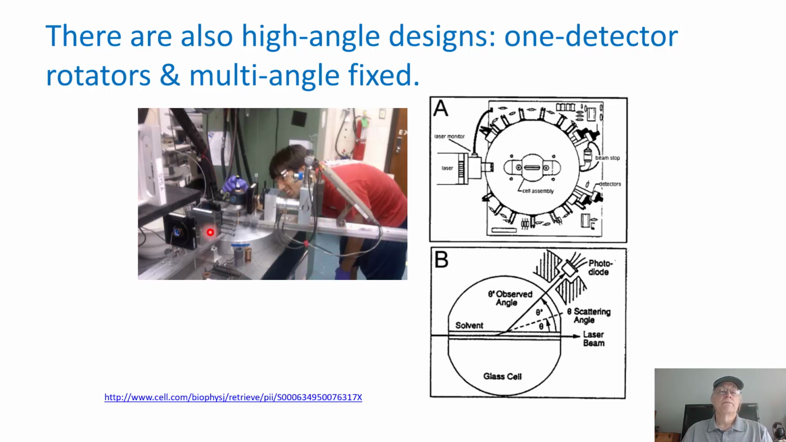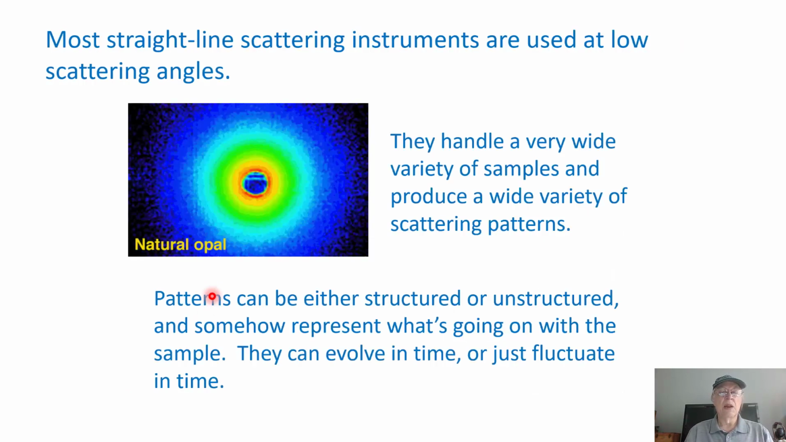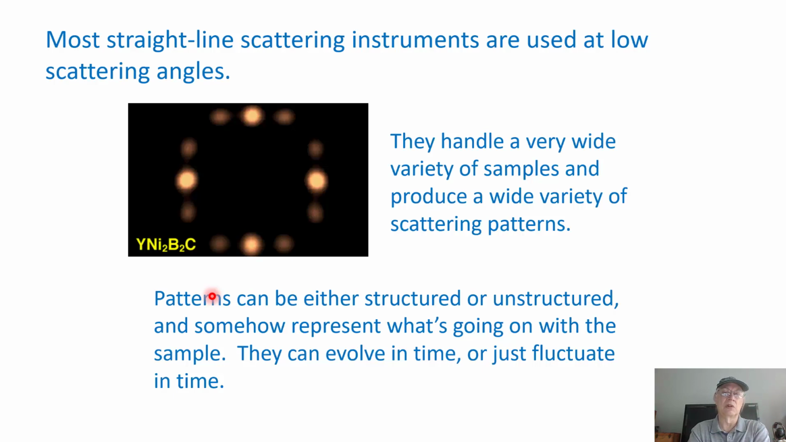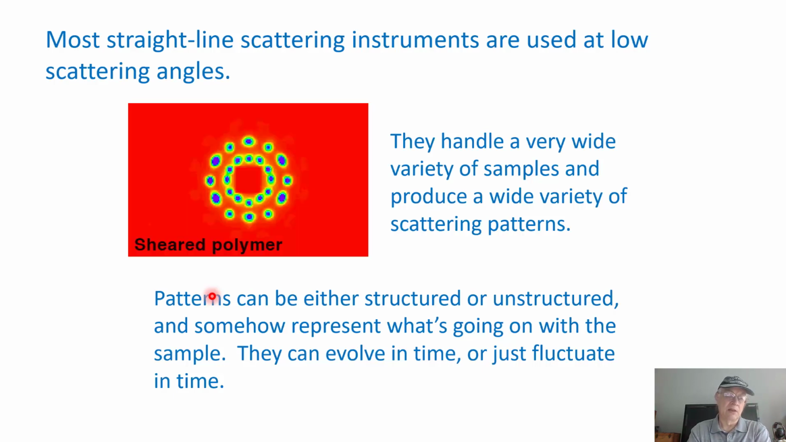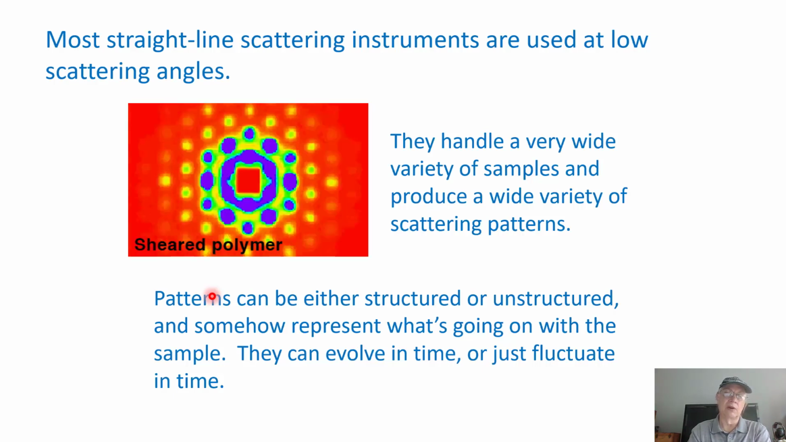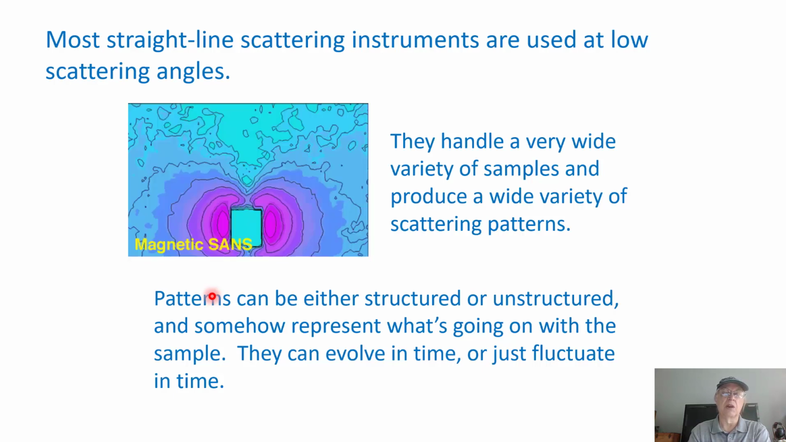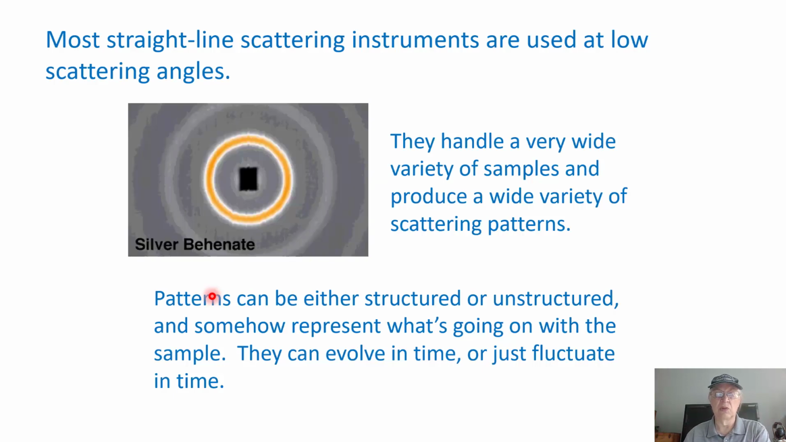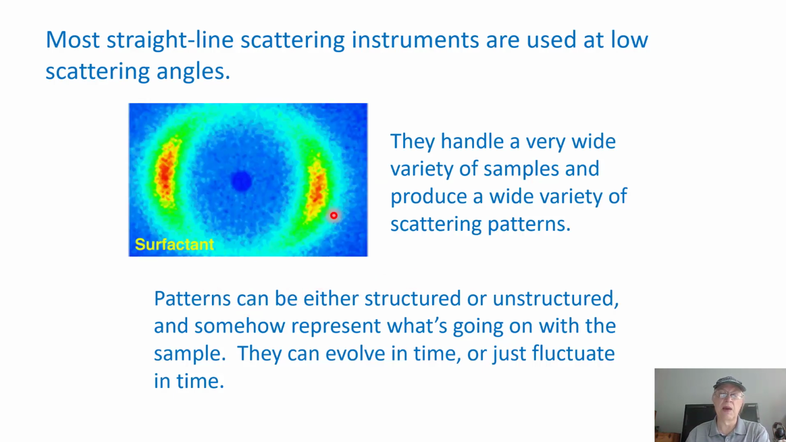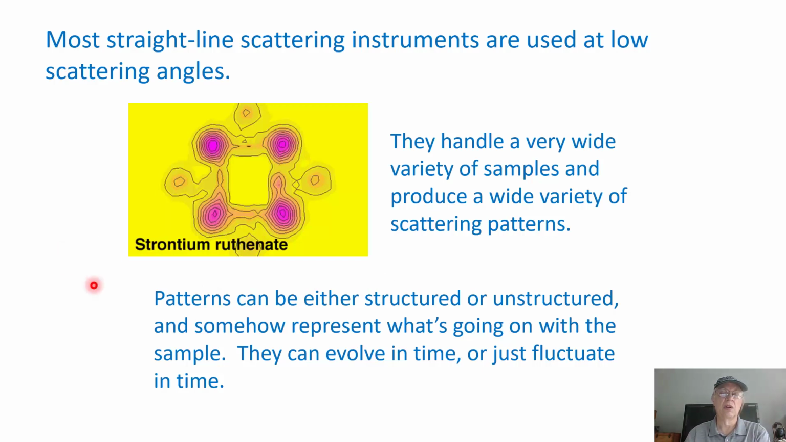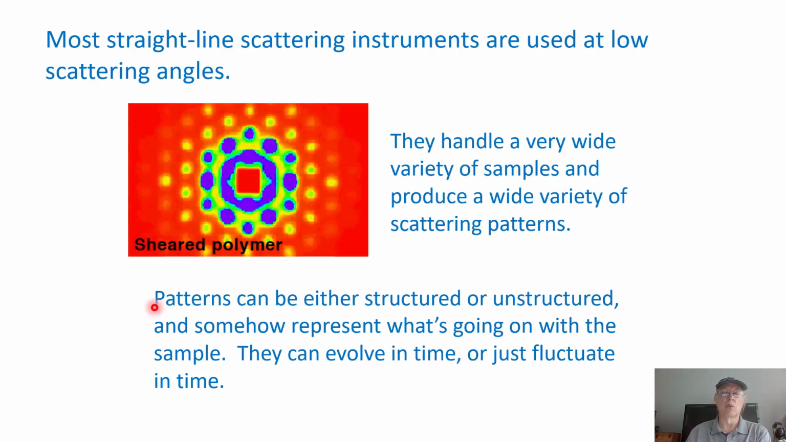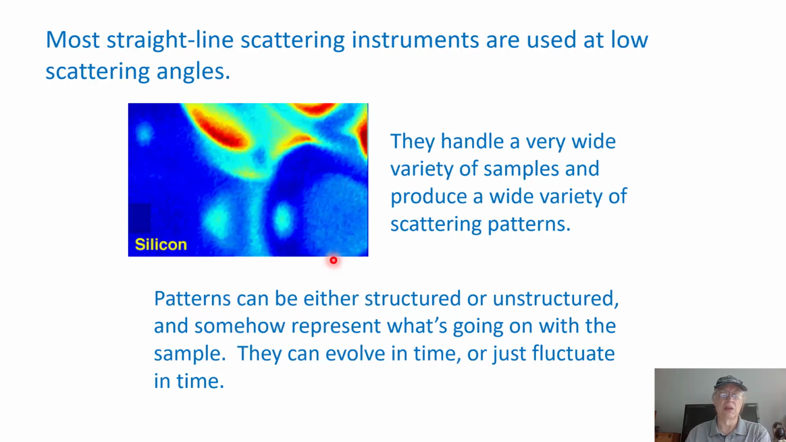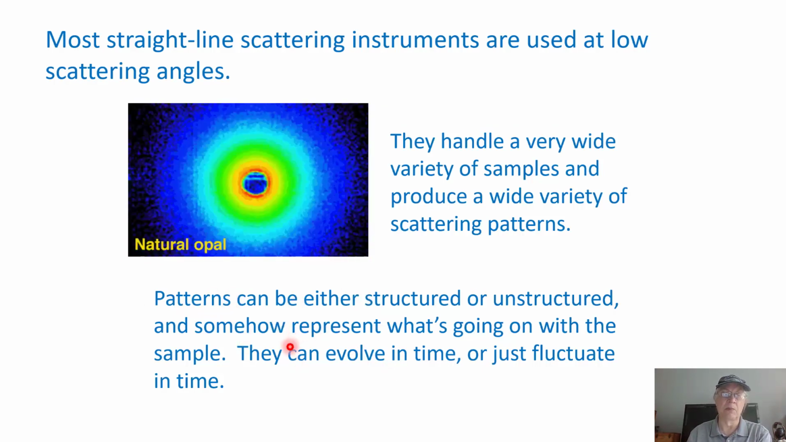All right, so most of the small-angle instruments are used at low scattering angles, and these handle an enormous range of different kinds of samples. This is just showing you some of the things that you can get. Sometimes you get structured patterns. Here's one that's structured. Sometimes you just get a random decay. Either one just reflects what's going on in the sample.